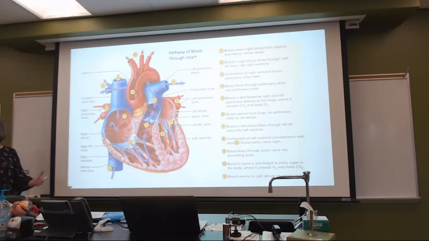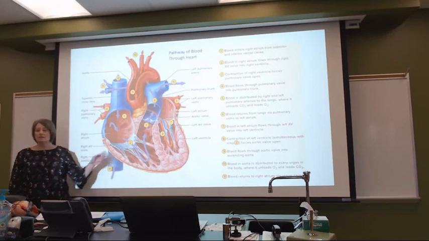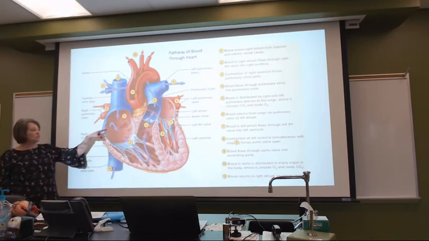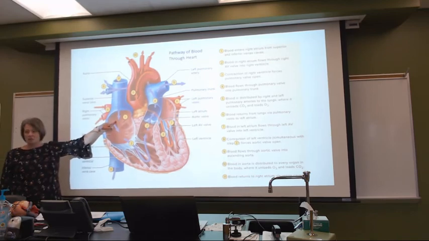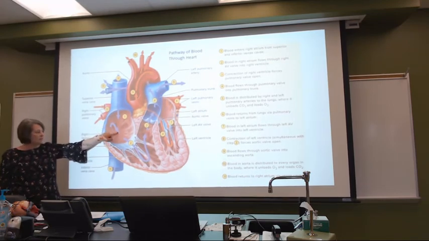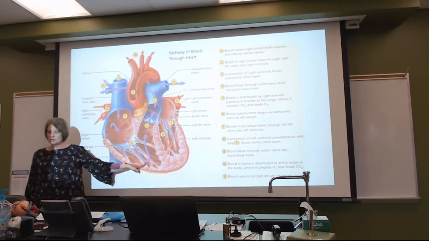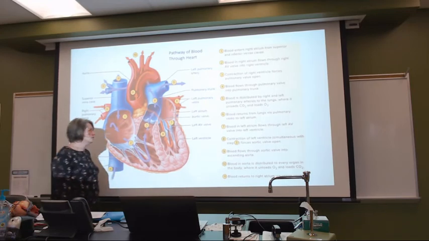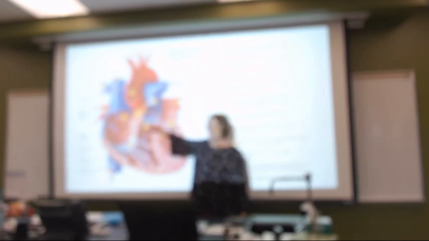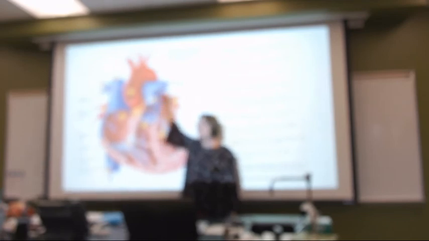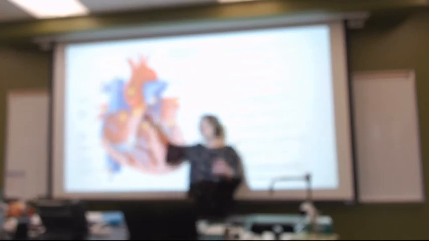Okay? So, blood returns to my right atria. It has to flow from the right atria to the right ventricle. From the right ventricle, it has to flow to the pulmonary circuit. So it's going to move into my pulmonary trunk so that it can flow to the lungs.